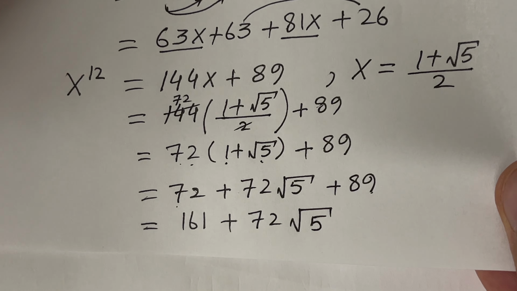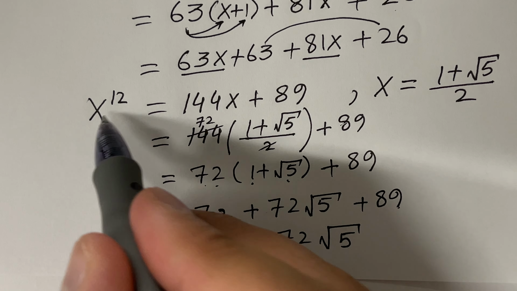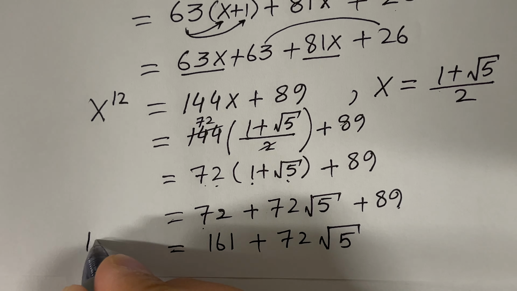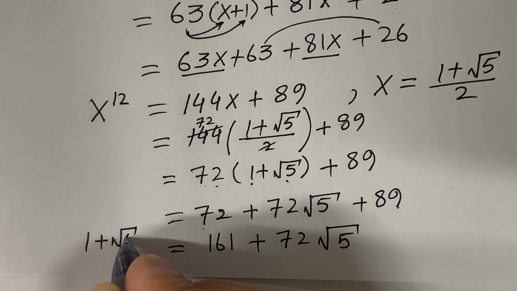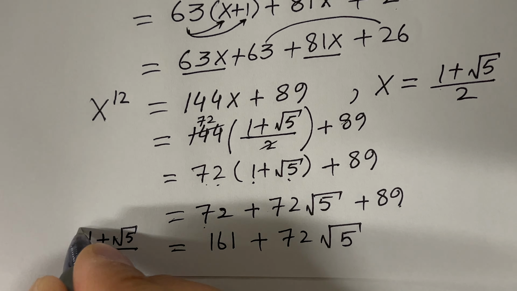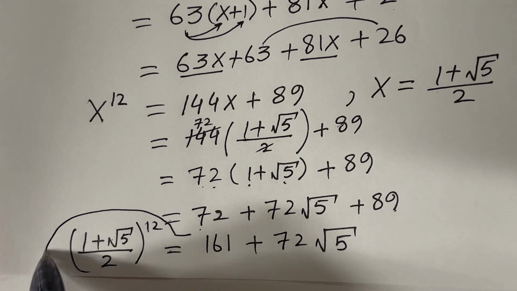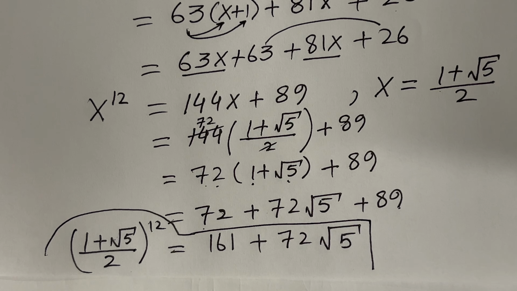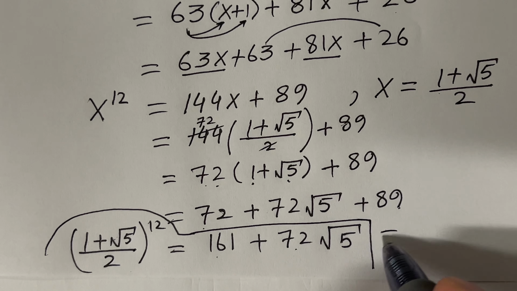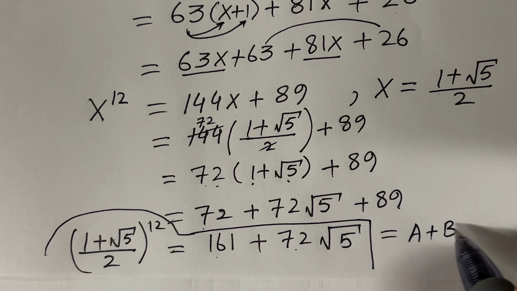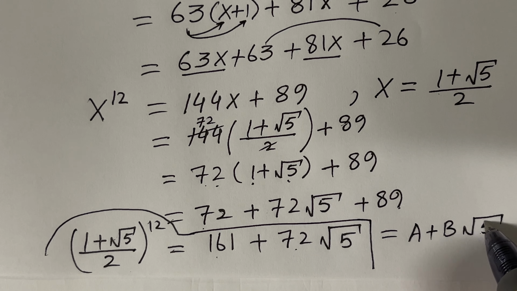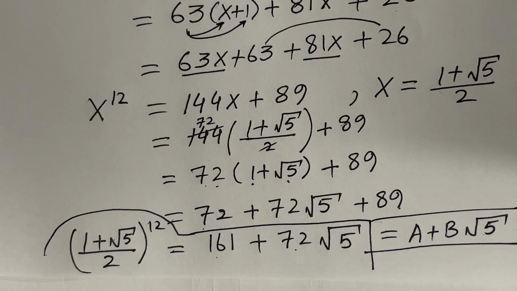And the left hand side is x raised to the power 12. x is this guy, so (1 plus square root of 5) divided by 2, raised to the power 12, is equal to this number right here, in terms of a plus b square root of 5.